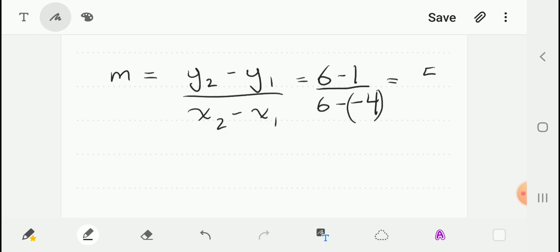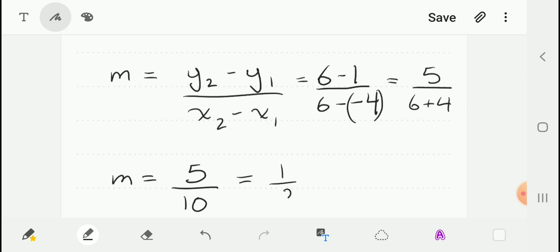So on top we're going to have 5. On the bottom, 6 minus -4, that's like saying 6 plus 4. So if we write it over here again, we've got 5 over 6 plus 4 is 10, which is 1 over 2. So we have m equals 1 over 2. And there is your solution.